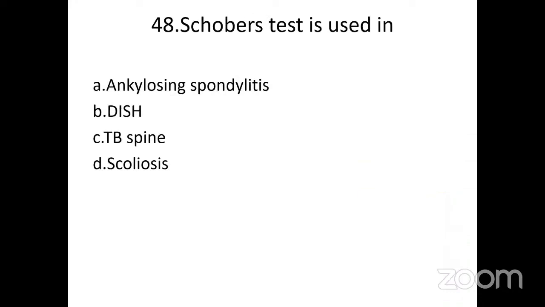Then we come to the last question. The Schober's test is used in. Schober's test is actually used in ankylosing spondylitis, a disease affecting young males which causes ankylosis of the vertebra, sacroiliac joint, like that. And it usually limits the flexion of the spine.